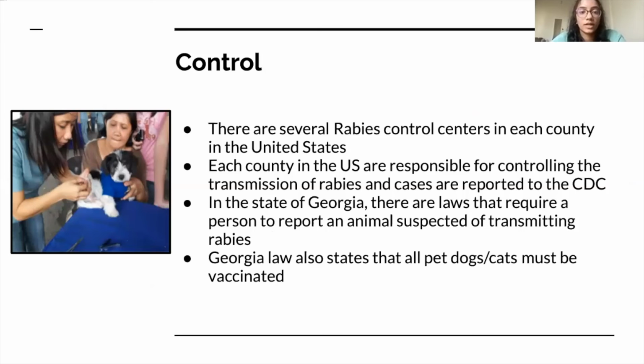And for control in the United States, there are many rabies control areas or clinics in each county. Each county is responsible for helping citizens control rabies and its transmission to other animals as well. Most cases are reported to the CDC. And in the state of Georgia, there are several laws against transmitting rabies. They usually control rabies by requiring a person to report an animal suspected of rabies, and the law also requires all pets like dogs and cats to be vaccinated.